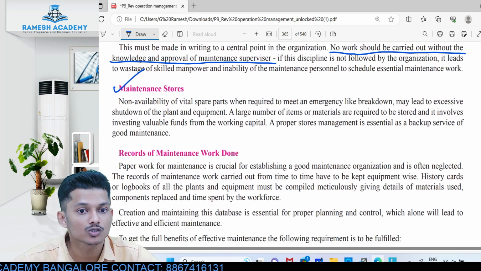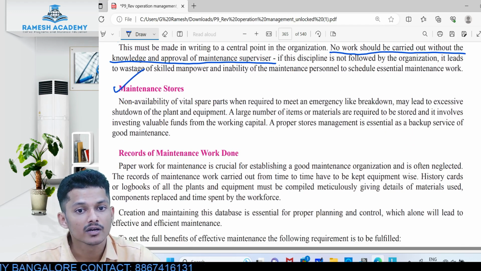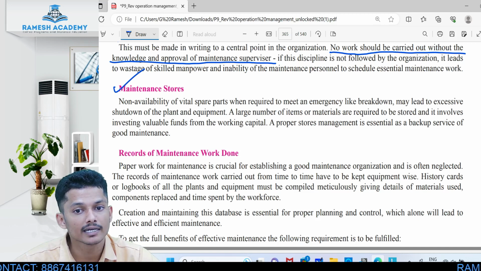Maintenance stores. Non-availability of vital spare parts when required to meet an emergency breakdown may lead to excessive shutdown of the plant and equipment. A large number of items or materials are required to be stored and it involves investing valuable funds from the working capital.